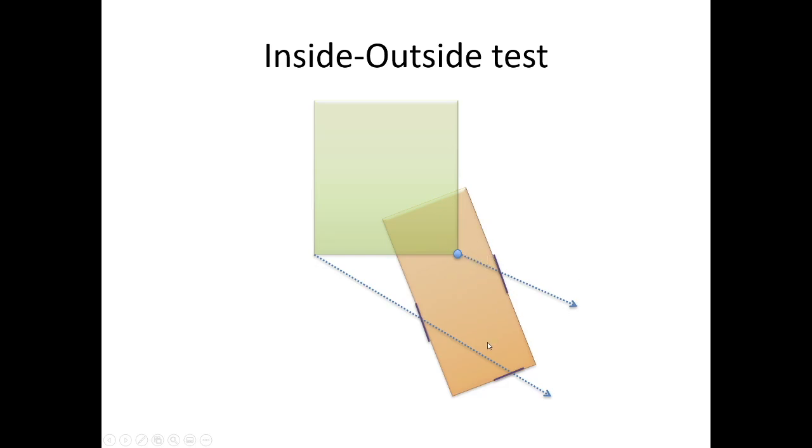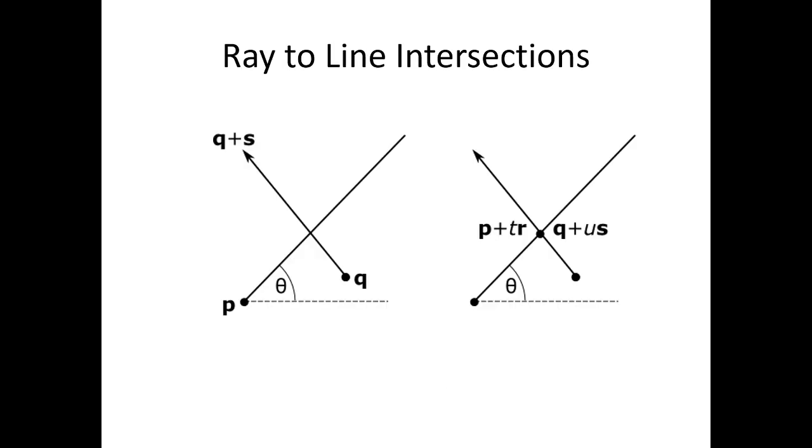The even-odd test actually works fairly well for any kind of shape, and so it could work with concave shapes as well. A concave shape is one which curves back on itself and maybe has a little indent in it, and these kinds of indents still pass the even-odd test. Okay, so the inside-outside test is fairly straightforward. Let's take a look at the way that the comparison actually works.